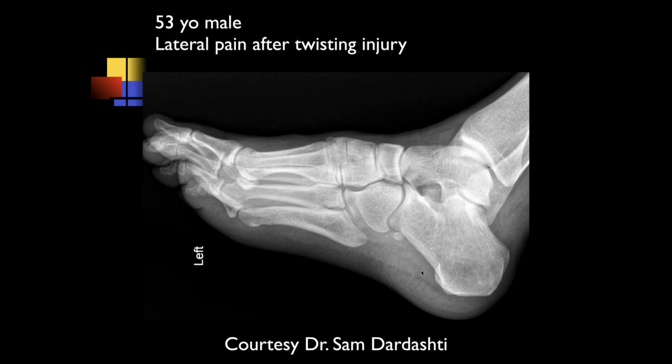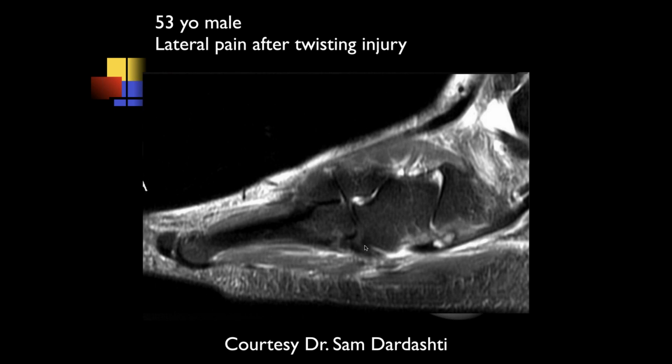Okay, so we have a 53-year-old male with lateral pain after a twisting injury, and we can see there's an ossific fragment more proximally located than expected for an os peroneum, so I'd be concerned about an ossific avulsion injury of the peroneus brevis tendon with retraction. I don't really see much of a donor site there. Okay, here's the MR scan.